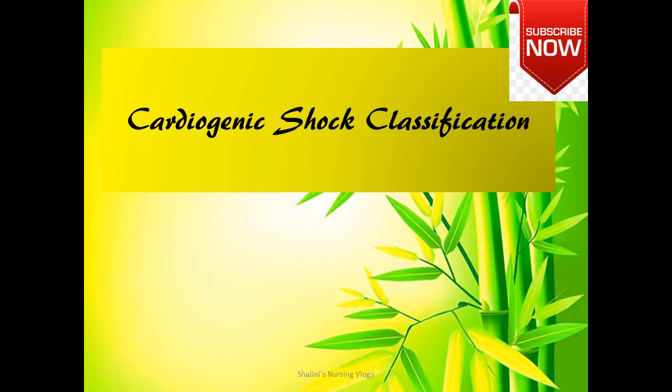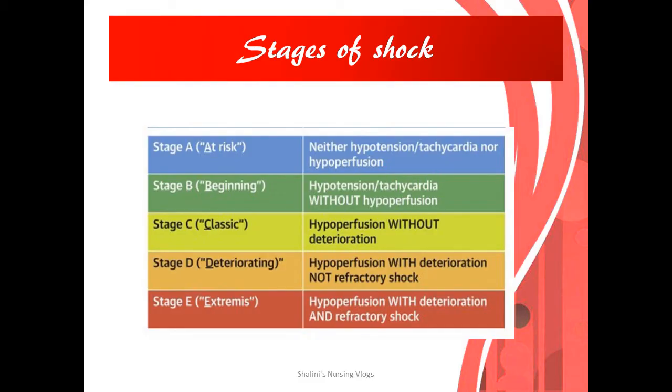The cardiogenic shock classification. So there are 5 stages. The first one is the at risk stage. That means it is a person who has got a valvular disease or who has got a contractility issue with an LV failure or an RV failure. So here there is no hypotension, there is no tachycardia, and there is no hypoperfusion. The patient is at risk of developing all of these but doesn't have any sign.